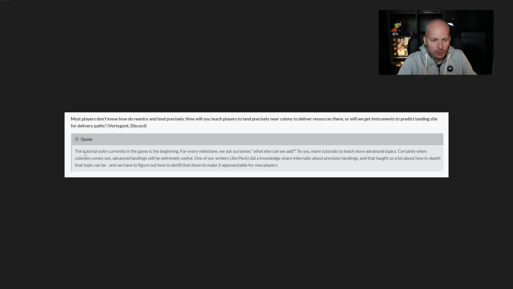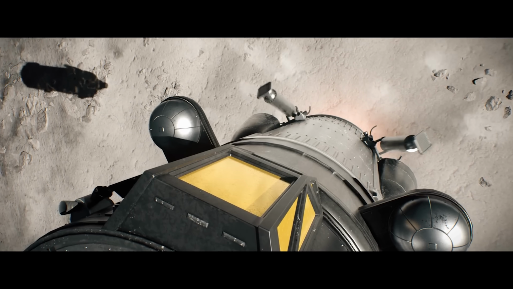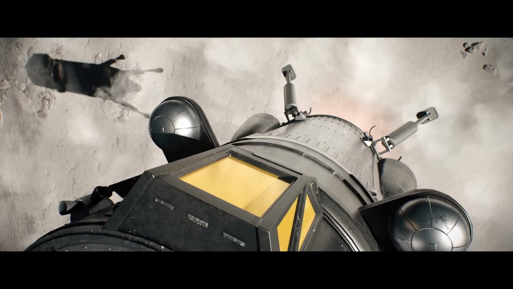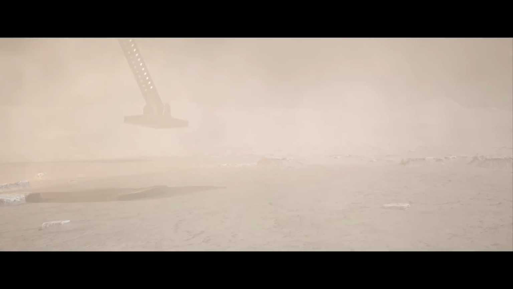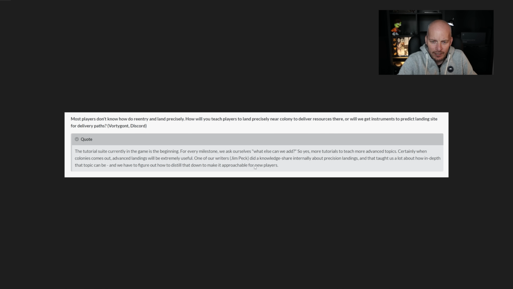So the tutorial suite currently in game is the beginning. For every milestone, we ask ourselves, what else can we add? So yes, more tutorials to teach more advanced topics. Certainly when colonies come out, advanced landings will be extremely useful. Now, one of our writers, Jim Peck, did a knowledge share internally about precision landings. And that taught us a lot about how in-depth that topic can be. And we have to figure out how to distill that down to make it approachable for new players.